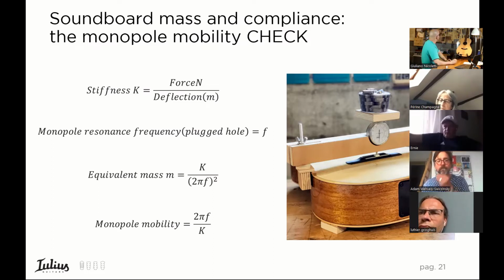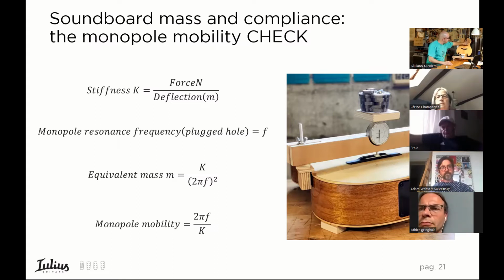You use this kind of jig, which is here. It's quite simple. It is a micrometer connected to this platform, so you can apply a weight on the center of the soundboard and measure the displacement. Then you plug the hole and measure the resonance frequency. You have to plug the hole because you want the natural frequency of the soundboard, not the coupled frequency of the soundboard with the volume of the box and the resonance of the back.